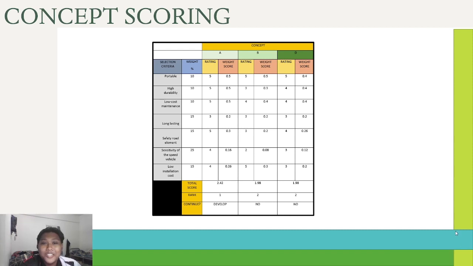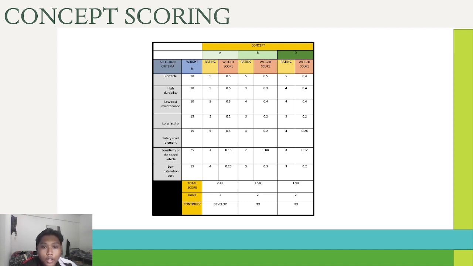Also for low cost, long lasting, and safety road element, we get 5. But the rating for concept A for the sensitivity of the speed vehicle is 4, also for a low installation cost. Okay, from that rating, we can get the weight score, or we can rank the concept from the subtotal of the concept.